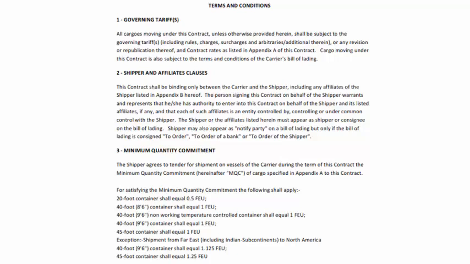And then finally, the shipper or the affiliates listed herein must appear as the shipper or consignee on the bill of lading. That paper trail that is born of the ocean carrier contract in this instance must be consistent with the contract, meaning that whoever signs the contract, that's whose name has to appear on the bill of lading. Number 3, minimum quantity commitment.